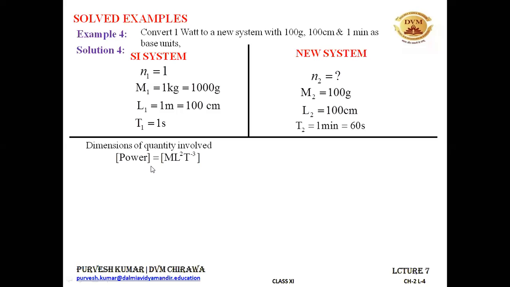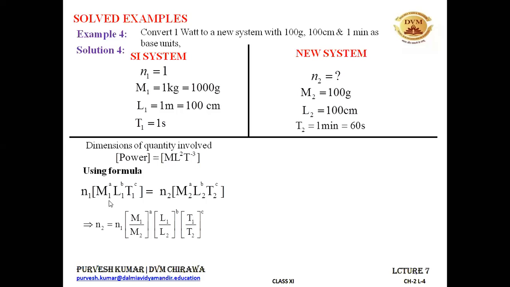Now write the formula. Using the formula, N1 M1 with power A, L1 with power B, T1 with power C is equal to N2 M2 with power A, L2 with power B, and T2 with power C. We need to find the dimensions for N2. Make all the quantities in the denominator of this term. So N2 becomes equal to this. All right, so I have skipped one step in between.